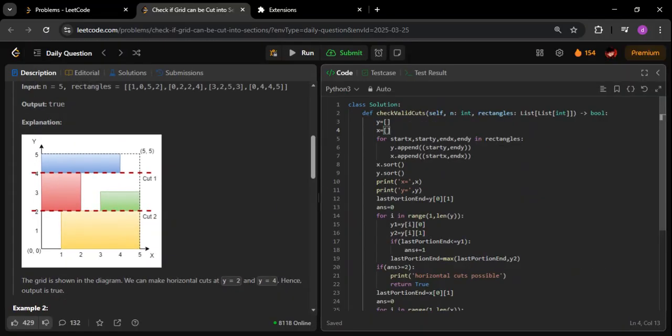Let me do one thing. I will show you till this portion. I will explain the code, and then we'll go for the outputs. So what I'm doing is creating two lists. You can call them array or you can call them list; in Python we call them list.